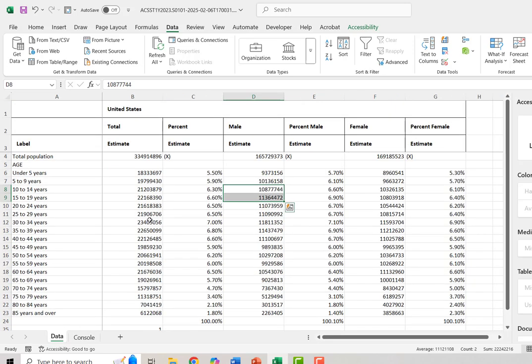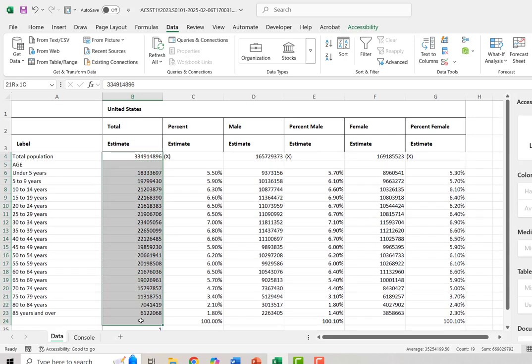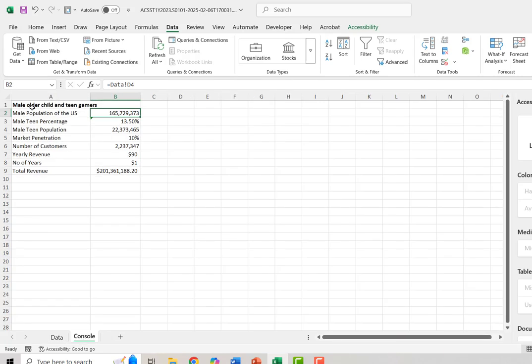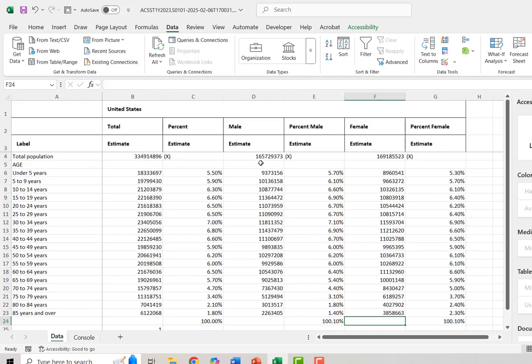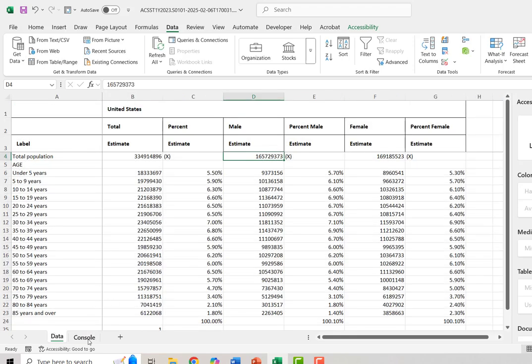So I downloaded this data from the US Census website, and this is US population data. I have the total population, split by age group, male population, and female population. Let's just say Nintendo's looking at this segment of basically older child and teen male gamers. For a start, the male population of the US is 165 million, and all I did was look back to my data cell and pick D4. So it's this cell here.